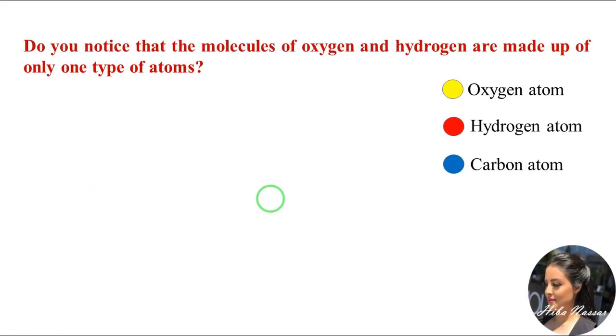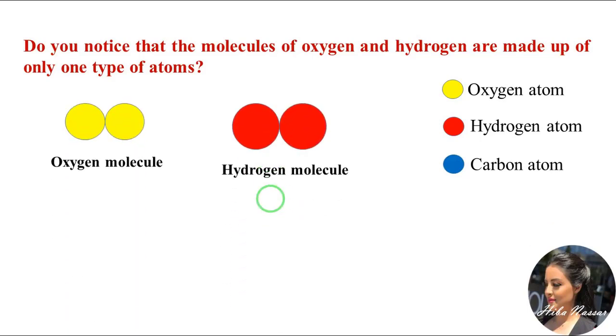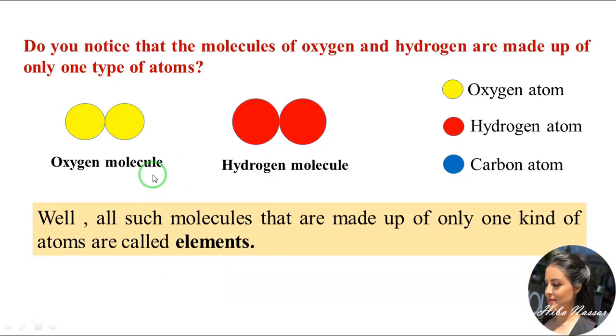Do you notice that the molecules of oxygen and hydrogen are made up of only one type of atoms? The oxygen molecule is made up of only two oxygen atoms, while the hydrogen molecule is made up only of two hydrogen atoms. Well, all such molecules that are made up of only one kind of atoms are called elements.